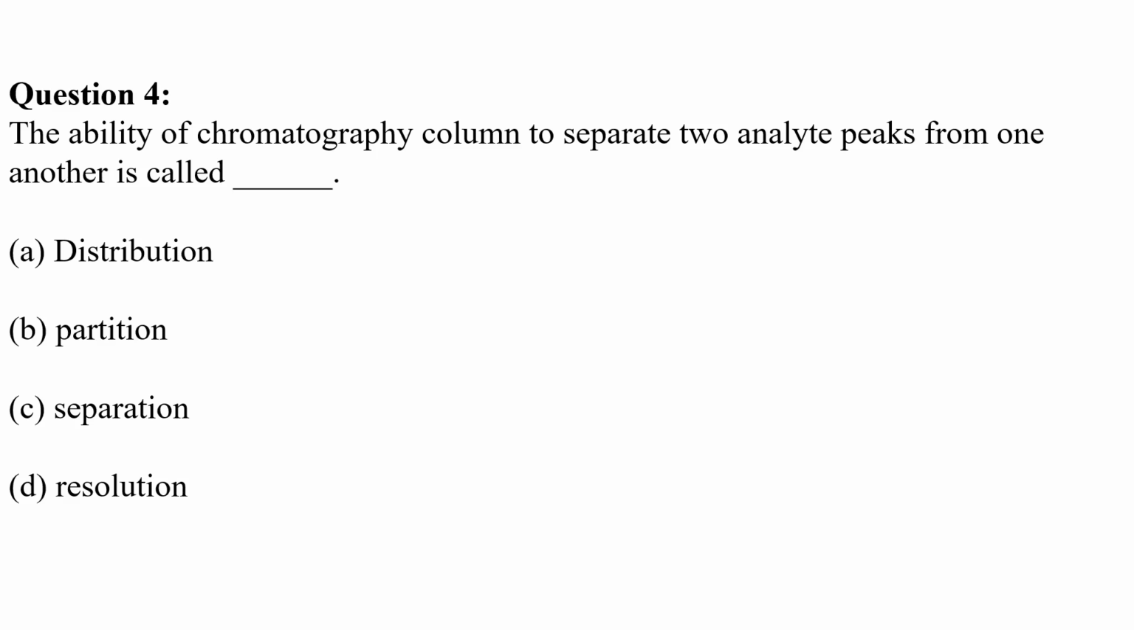Moving on to the next question, question number 4. Ability of a chromatography column to separate two analyte peaks from one another is called dash. Option A, distribution, option B, partition, option C, separation, and option D, resolution. Ability of a chromatography column to separate two analyte peaks from one another is called.